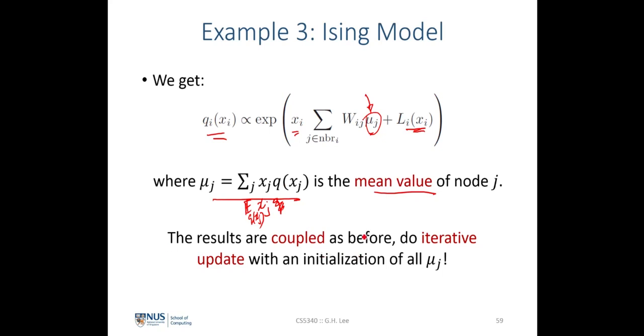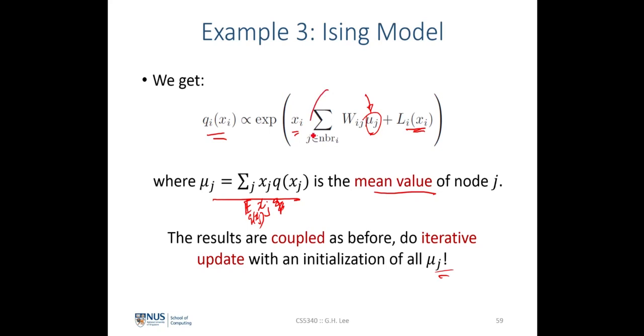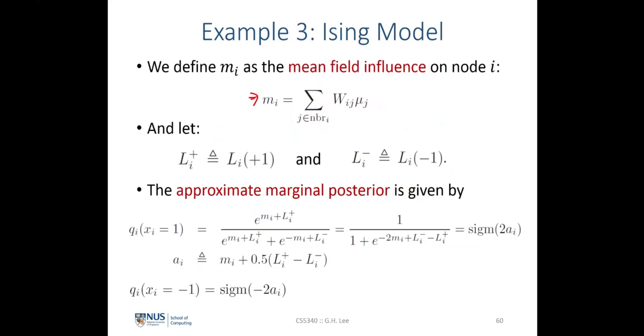So the results are coupled as before, and we'll do iterative updates with an initialization of all the mu's. We can further define mi as the mean field influence on node i. Here we define mi equal to the summation of wij times mu j, which is simply from this particular term in the optimal solution of q of xi. Then let L plus denote the likelihood expression for a positive state, and L minus when it's taking a negative state.